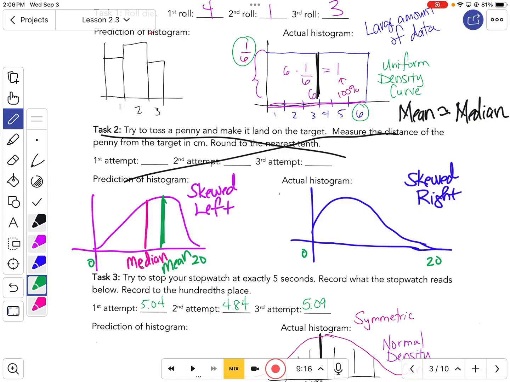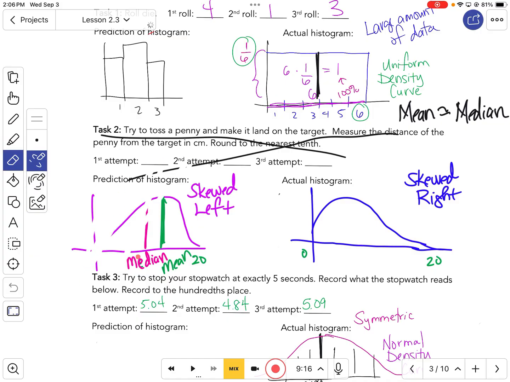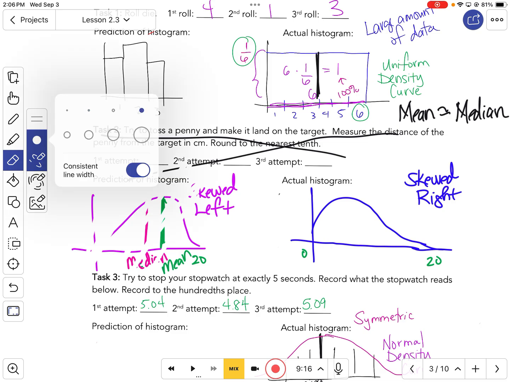Okay, erase all that mess. I'm struggling today. We're going to start over because I need a minute.